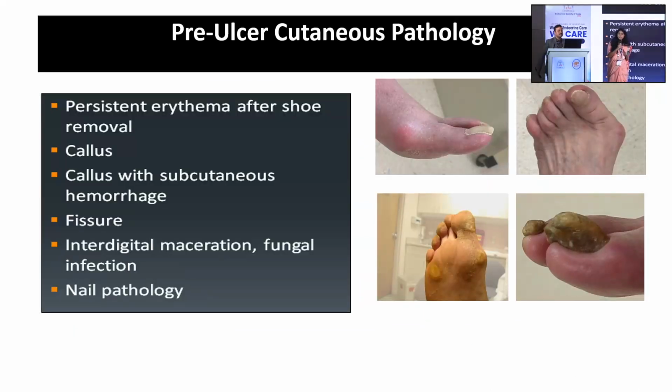Most of these patients who come with a diabetic foot would have pre-ulcer cutaneous pathology, which is missed by both the patients and the doctors. It could be something as simple as persistent erythema after shoe removal, callus or fissures in the foot, interdigital maceration, fungal infections, and nail pathology, which has to be addressed at that point of time. Otherwise, they might end up with ulcers.